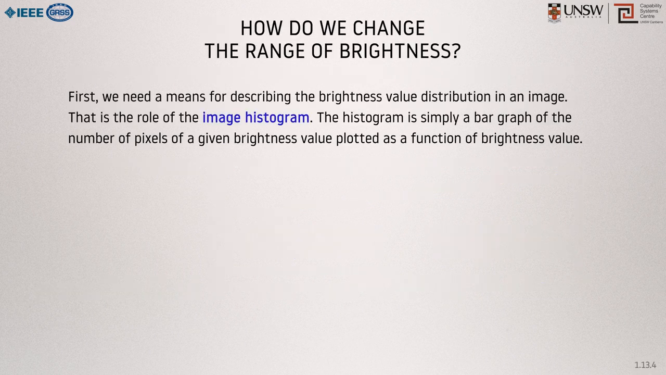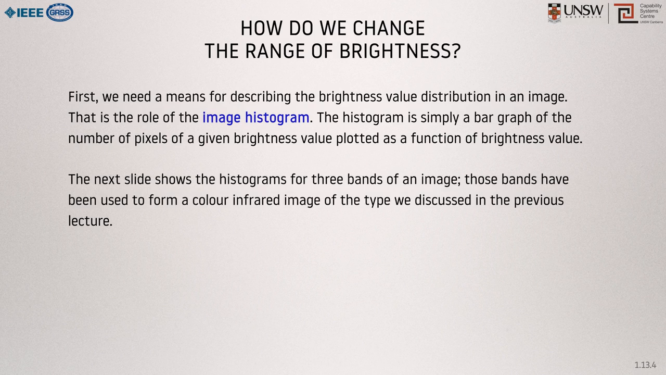In order to set up a process for changing the range of brightness values, we need first some means for describing the distribution of brightness in an image or a band. We choose for that the image histogram, which is a bar graph of the number of pixels of a given brightness plotted as a function of that brightness value.